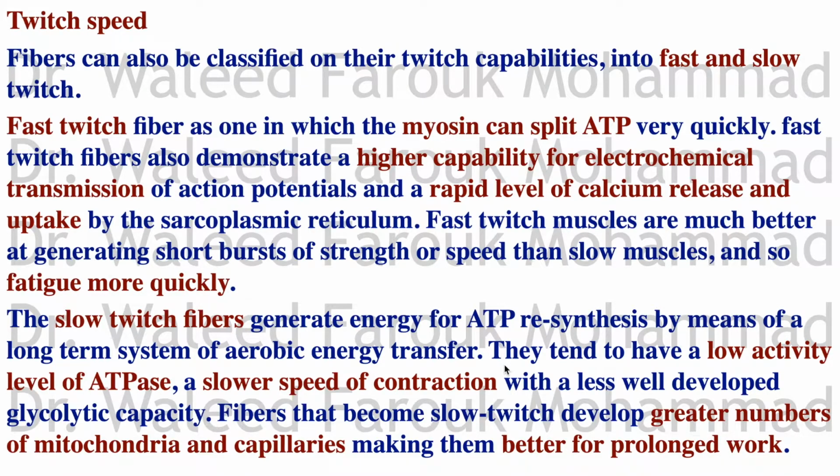The slow twitch fibers generate ATP by a long-term system of aerobic energy transfer. They tend to have a low activity level of ATPase, the enzyme that breaks ATP to use for contraction, a slower speed of contraction with less well-developed glycolytic capacity. They develop greater number of mitochondria and capillaries, making them better for prolonged work than the fast twitch muscle.